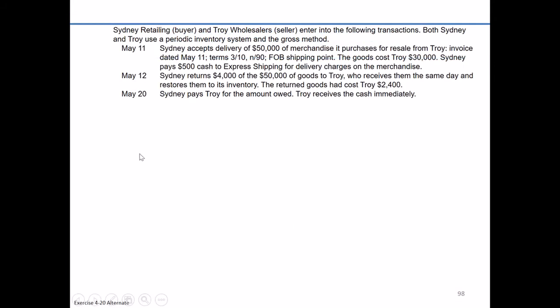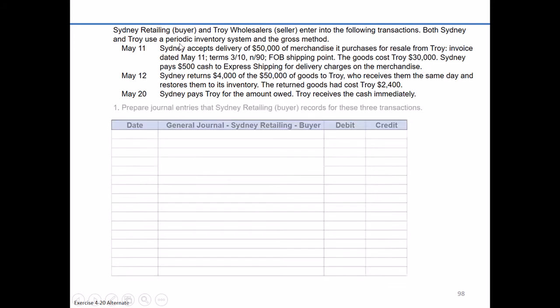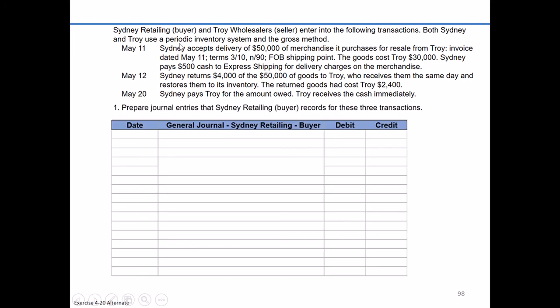In the alternate version of exercise 4-20, we're using the same three transactions we used earlier in exercise 4-7, but we're switching things up a bit. Instead of using a perpetual inventory system, we're going to record these entries using a periodic inventory system.